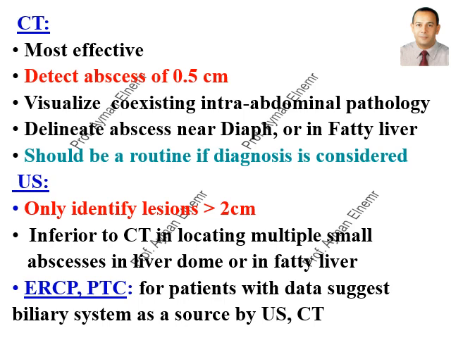The CT is the most effective tool and can detect abscesses of 0.5 cm. Importantly, it can visualize coexisting intra-abdominal pathology and delineate abscesses near the diaphragm or in fatty liver, and should be routine if the diagnosis is considered. ERCP and PTC are reserved for patients whose data suggest the biliary system as a source by ultrasonography and CT.